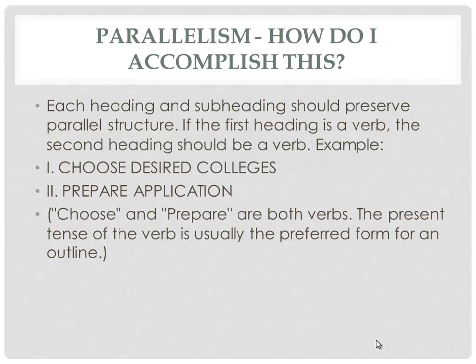So what does this mean, parallelism? Well, how can I accomplish parallelism in my paper, in my outline? What you're going to need to do is make sure that your headings and your subheadings have parallel structure. If the first heading is a verb, then the second heading should also be a verb.